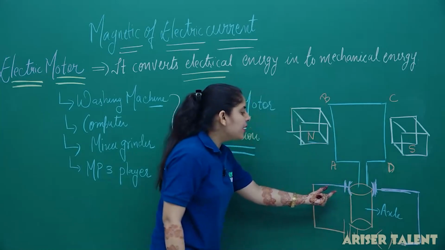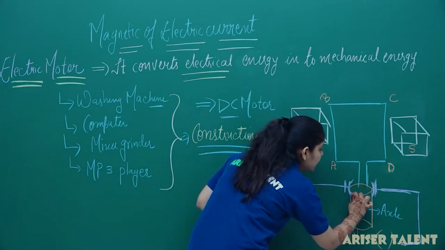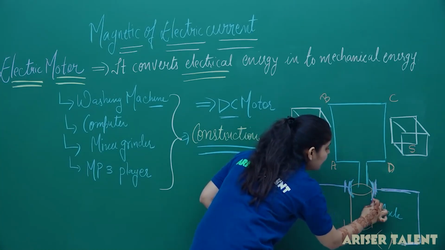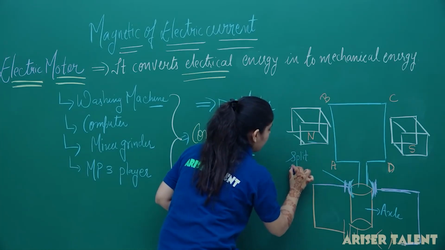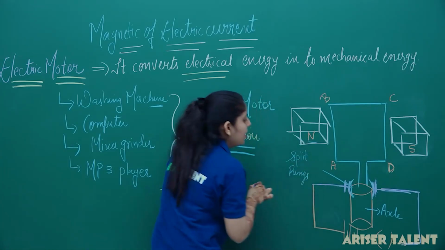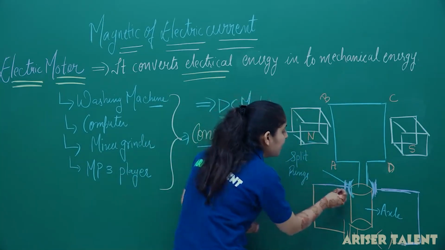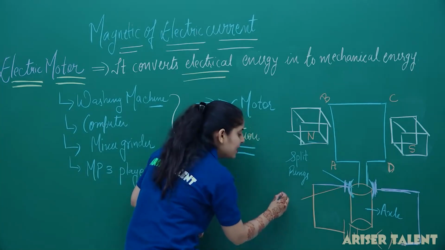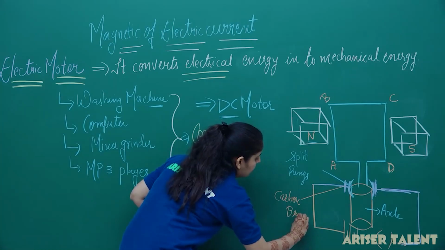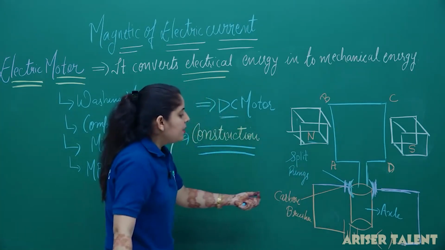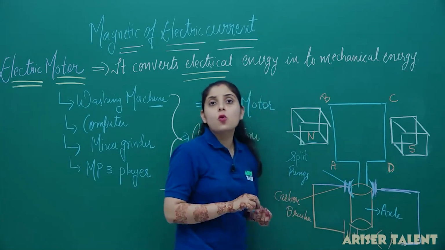And you can see that these two parts are connected to the two split rings. These are two split rings we have. And these two are again connected with that part, and these are nothing but our carbon brushes that we have discussed in the generator part. These are carbon brushes.